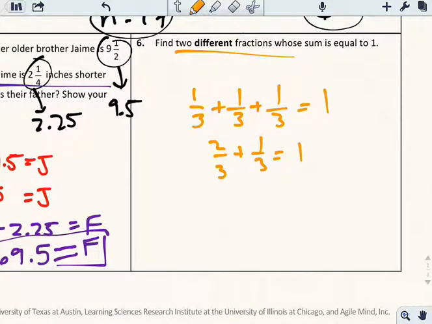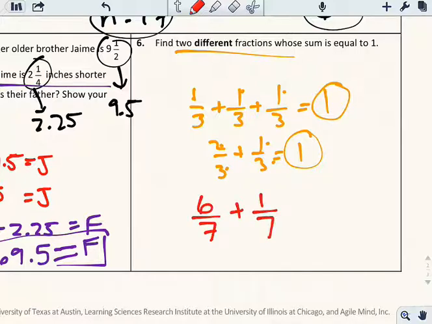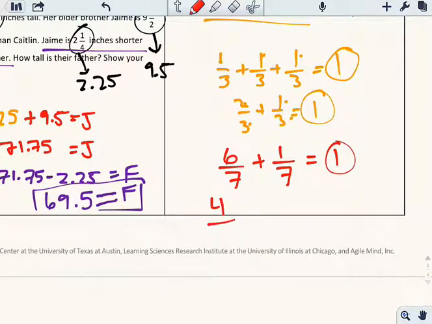If I have 1 of something and 1 of something and 1 of something, I get the whole thing. It's divided into 3 parts. If I have 2 out of the 3 parts and 1 out of the 3 parts, I have the whole thing. Thirds are boring. Let's go to sevenths. Check this out, 6 sevenths. So I have 6 out of 7 pieces, and I find the last 1 out of 7 pieces, I have the whole thing. Or if I have 4 out of the 8 pieces, and then I add another 4 out of the 8 pieces, I have 8 out of the 8 pieces, which is 1.